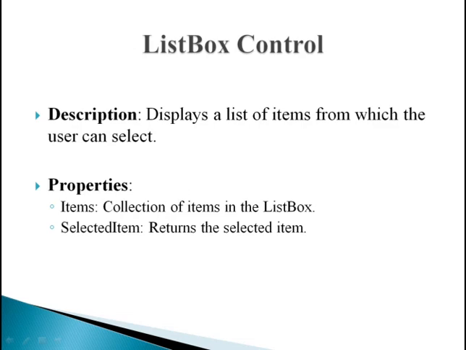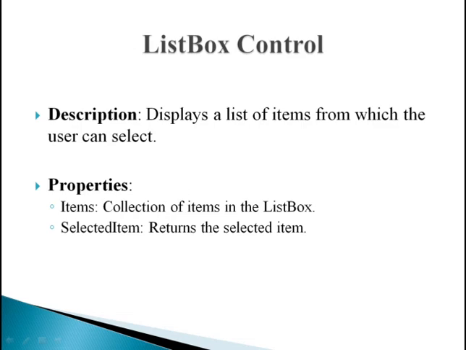There are two key properties present here. The first key property is items. The items property represents the collection of the items in the list box. Collection of items in the sense that it is used to add items, remove items, or clear the items of the list box.